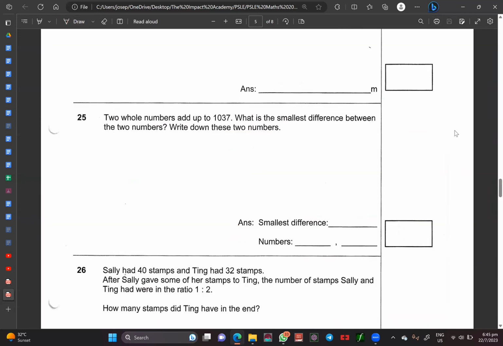Now, when I see a question like that, the first thing I want to do is say that the two whole numbers, the words add up mean I have to add, equals to 1037. Now once I'm done with this, I want to read the next part. Oh my goodness. Why? Because I see the word difference. Whenever I think about the word difference, I need to draw a model. What kind of model? A comparison model.